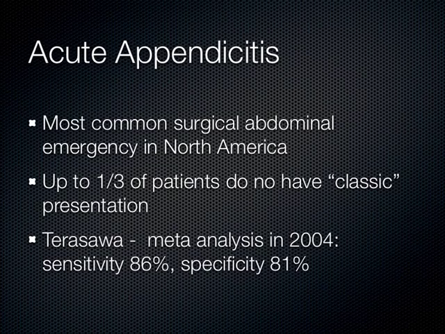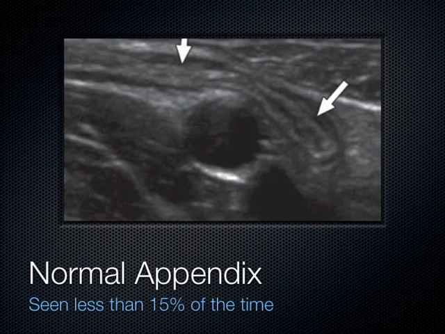Now, if we could get good with ultrasound and see a true appendicitis on ultrasound, we could avoid the need for a CT scan, especially in a younger patient. The average age of somebody who gets appendicitis is 27 years old. So Terasawa, the author, did a meta-analysis about 6 years ago, back when the ultrasound machines weren't as good, and found that in the hands of radiology, ultrasound had a sensitivity of 86% and a specificity of 81%. The reason for its low specificity is because we never see this on ultrasound.